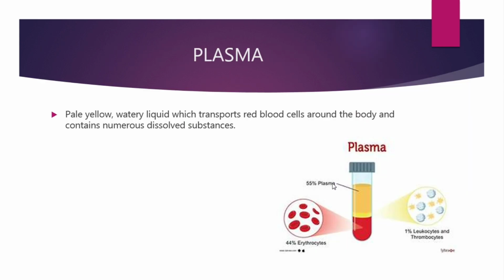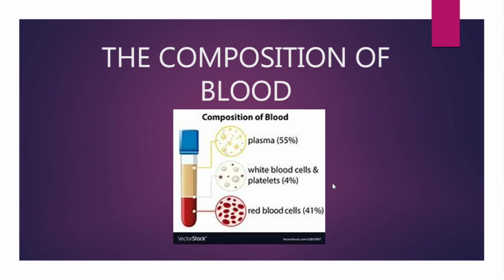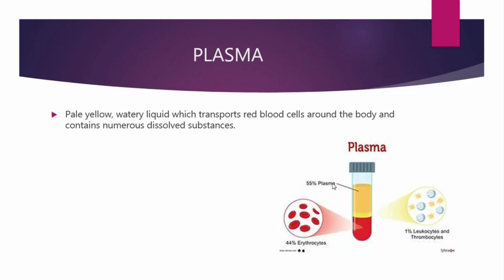So the blood has four main constituents, as you can see here. We'll study all four. The four constituents of blood are the plasma, white blood cells, red blood cells, and the platelets. First of all, we have plasma over here.